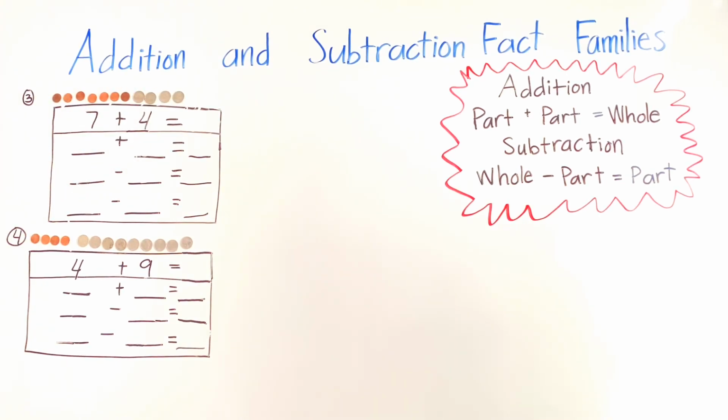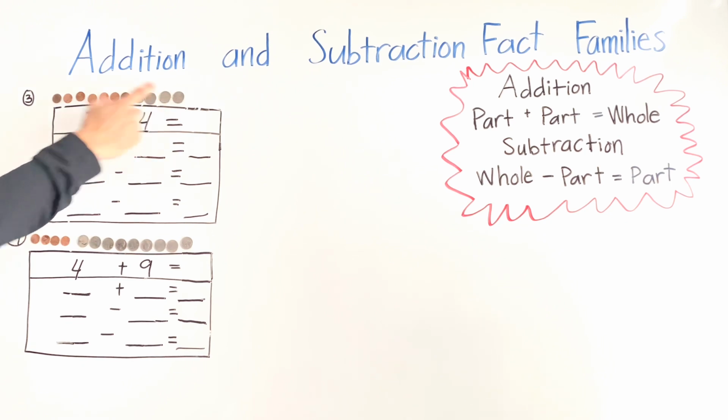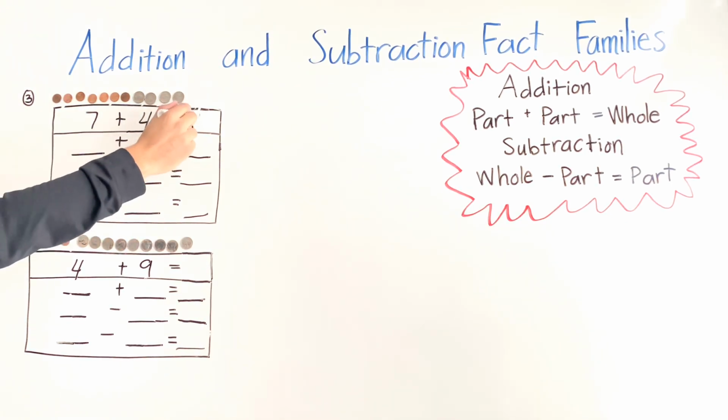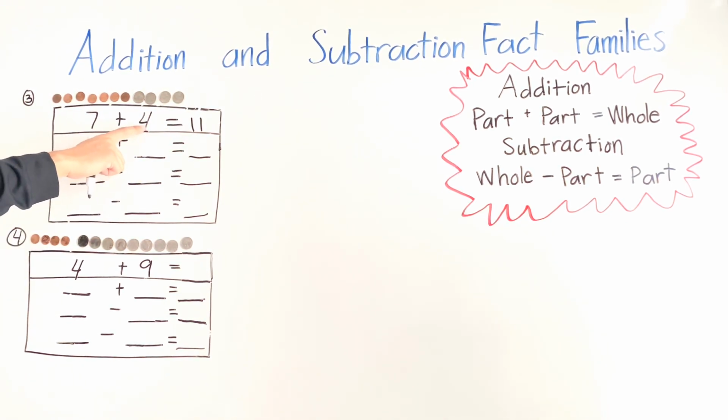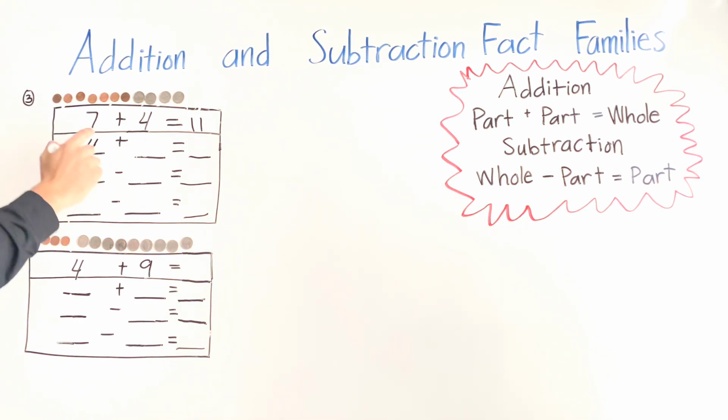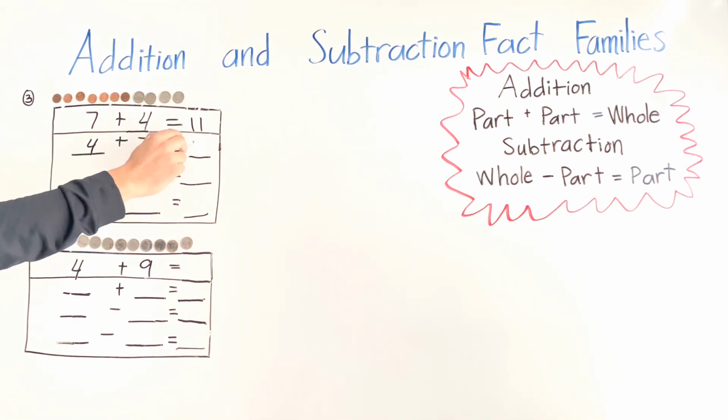Now, when we add 7 plus 4, it's 1, 2, 3, 4, 5, 6, 7, 8, 9, 10, 11. So remember, this is our part, and 11 is going to be our whole. Since we have 7 plus 4, all we have to do is switch our parts. We have our part to be 4 plus our other part 7 equals our whole, which is 11.